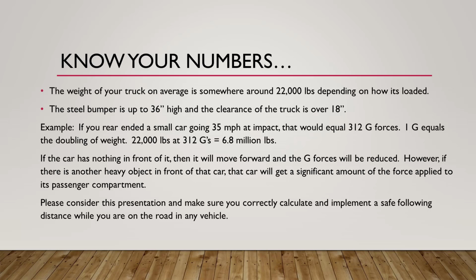Let's start with our numbers. An average truck partially loaded weighs 22,000 pounds. Our trucks have steel bumpers that go up to 36 inches high, and trucks ride higher with a clearance of 18 plus inches. If you ever rear-ended a small car going 35 miles an hour, the G-force generated from that impact would be 312 Gs. 1 G doubles weight, so 312 Gs multiplied by 22,000 pounds comes out to 6.8 million pounds of force. Think about that for a moment.